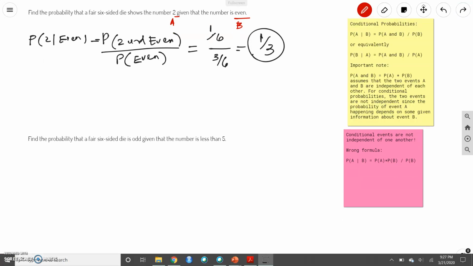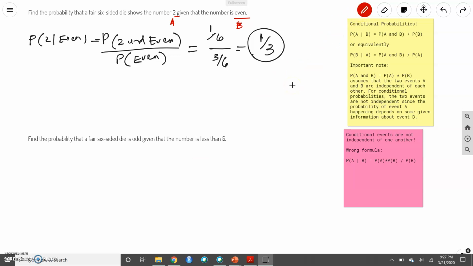Okay, so my sticky note actually got deleted, so I did add another sticky note right here. This part under important note explains why the 2 events are not independent in a little bit more detail. So now, moving on to the second example, we want to find the probability that a fair 6-sided die is odd, given that the number is less than 5.